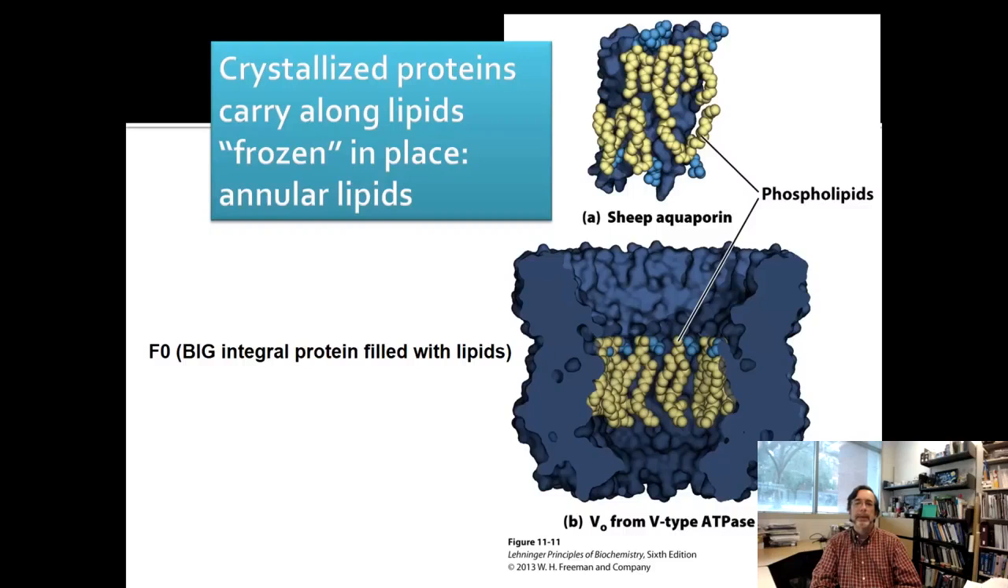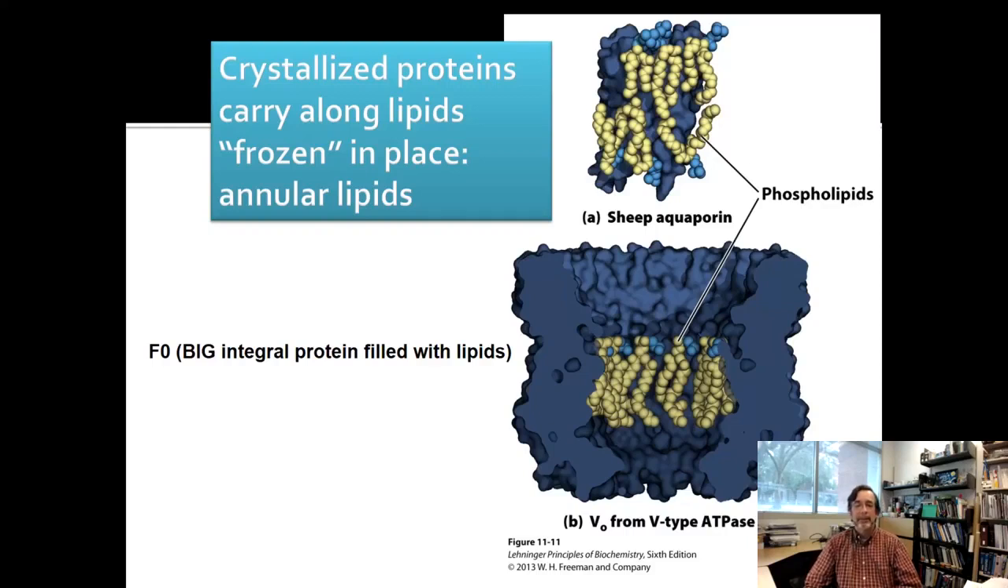So here's sheep aquaporin, and these are called annular lipids. It's kind of a cool structural effect, so you should know that word. Sheep aquaporin has these annular lipids, and it's kind of like an imprint of the membrane. You can see where the membrane was, because you see where the membrane is still stuck to the protein. For the ATPase, which is going to be a topic in Biochem 2, you can see that there's annular lipids on the inside of the pore, and this shows you where the membrane fits into the ATPase.